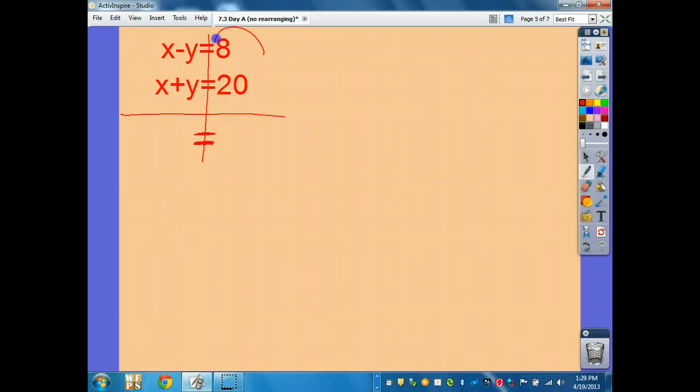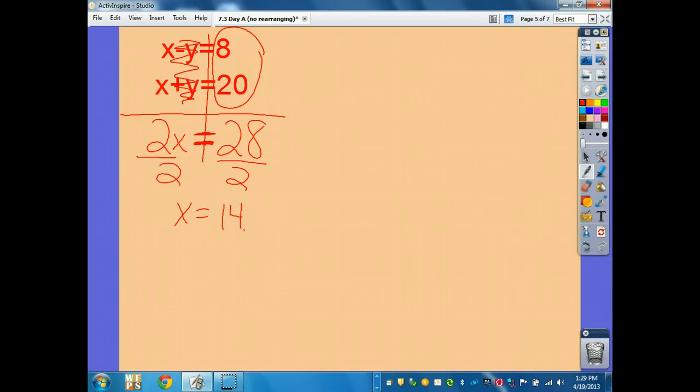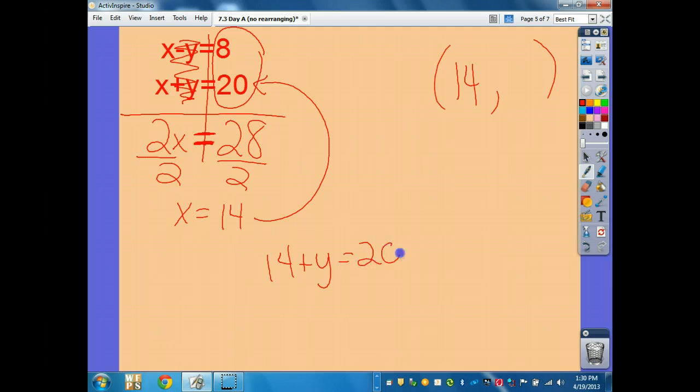Well, first of all, on this column, what is 8 and 20? 28. Which one of these cancels out? The y's cancel each other out. So how many x's do I have? 2x. So divide by 2, x equals 14. So we have 14 for the first number. Now it doesn't matter. You go up here. 14 plus y equals 20. Minus the 14. What does y equal? 6. You should have 14 and 6 for your answers, and then you check them.